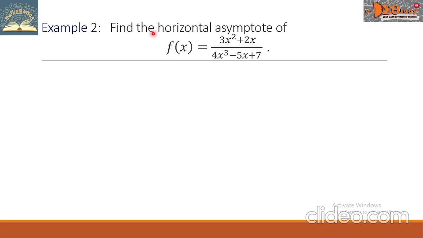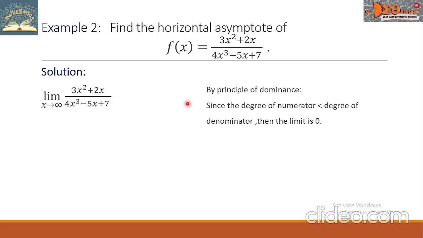Example 2. Find the horizontal asymptote of f of x equals 3x squared plus 2x all over 4x cubed minus 5x plus 7. Let us take the limit of this function as x approaches infinity. By principle of dominance, since the degree of numerator is less than degree of denominator, then the limit is 0. So the answer here is 0. Then, horizontal asymptote is y equals 0.